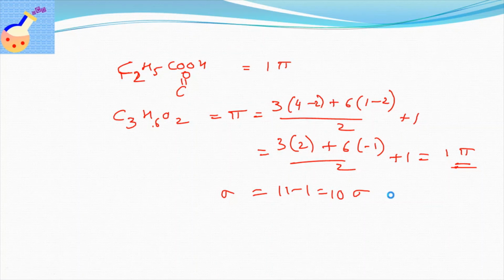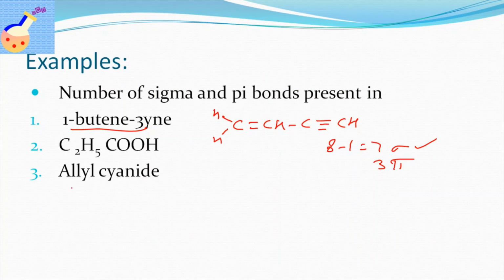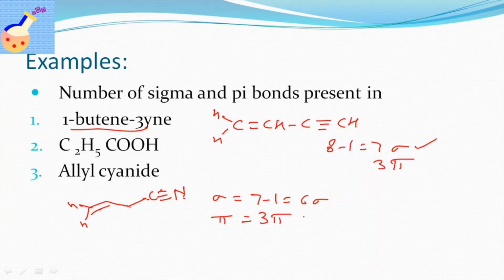That's it. Coming to the last example, allyl cyanide. This is the structure of allyl cyanide. So how many sigma bonds are there? 1, 2, 3, 4, 5, 6, 7 atoms. 7 minus 1, 6 sigma. Coming to the pi bonds, 1, 2, 3. So 3 pi bonds are there. So within no time you can solve the questions.